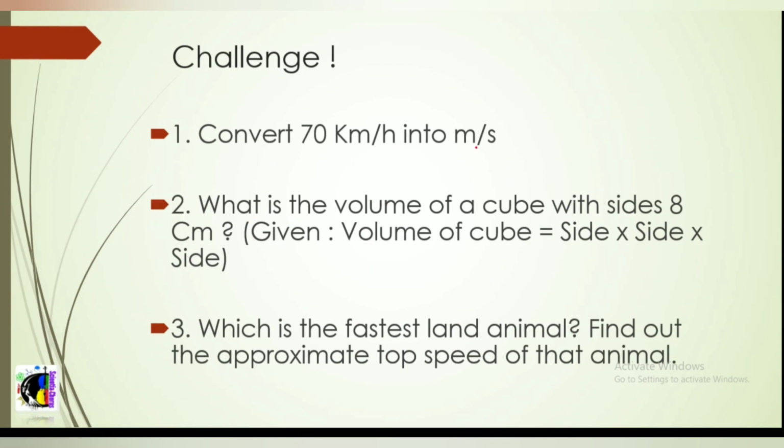So this will be your challenge. The first question is convert 70 kilometer per hour into meter per second. Directly you can do. You no need to find out 1 kilometer is equal to 1000 meter, all those things. You just directly multiply the given values and you can find out. And the second one, what is the volume of a cube with sides 8 centimeter? Given the volume of the cube is equal to side into side into side. I have given the hint also here.